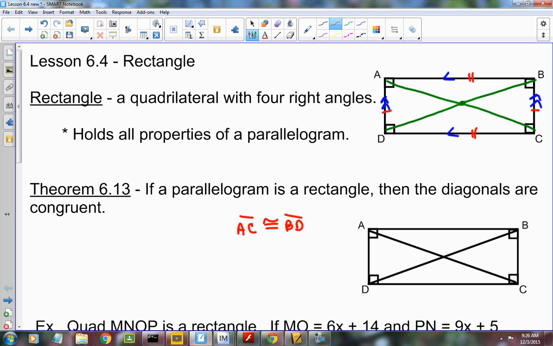Now, because the diagonals are congruent to each other and they bisect each other, what's true about all 4 of these parts? All 4 of these parts are congruent. That's not true in a parallelogram, but in a rectangle it is. In a rectangle, these 2 parts are congruent and those 2 parts are congruent. But in a parallelogram, these 2 parts are congruent and those 2 parts are congruent. In a rectangle, all 4 parts are.